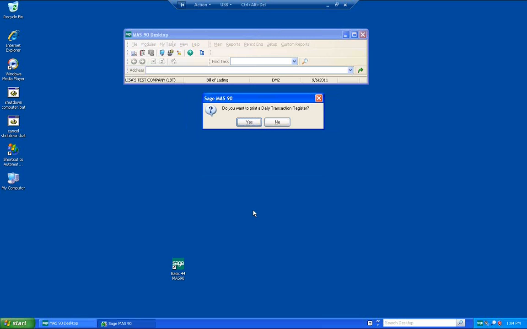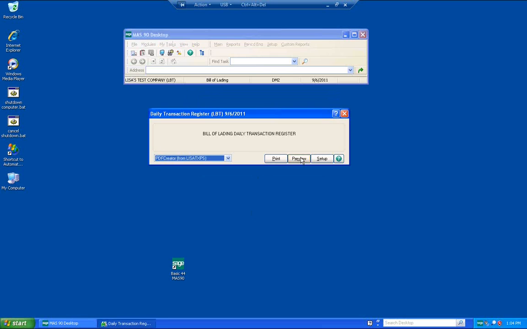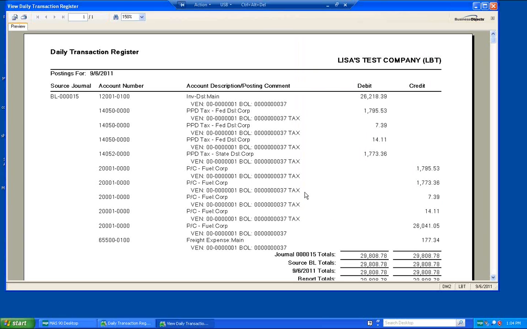After it performs the update, it will then ask if you want to print the daily transaction register. We're going to answer yes, and you will see the new single daily transaction register. It's one journal.